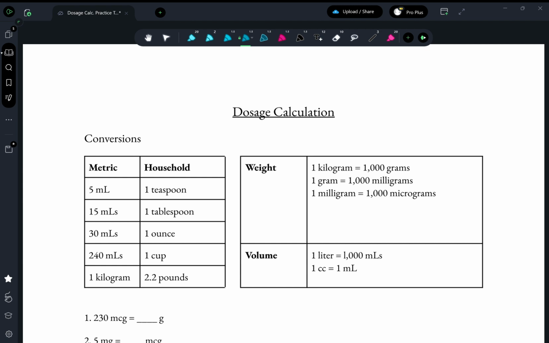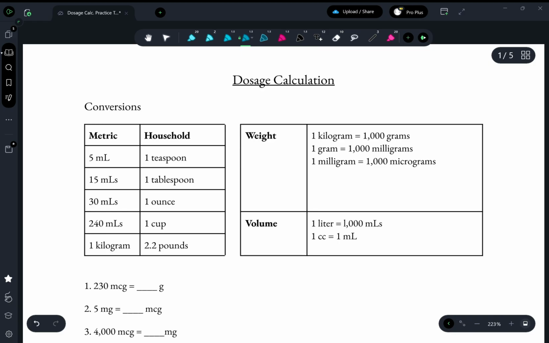So these are the main conversions you're going to need to know. Just memorize these right off the bat. Kilograms especially, because once you get to pediatrics, your medication dosages are going to be weight-based. The worst thing I ever did, and Miss Ewing still teases me for this a year later, is I got my conversion backwards. So the entire test was wrong. That sucked. Don't do that.